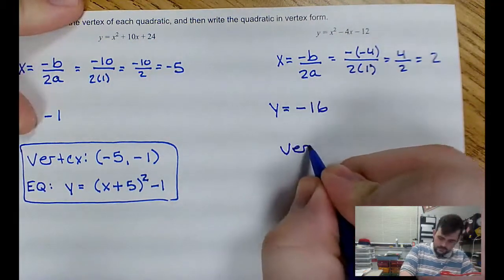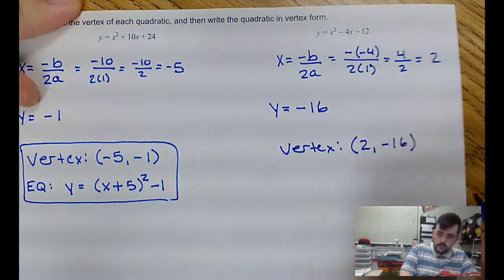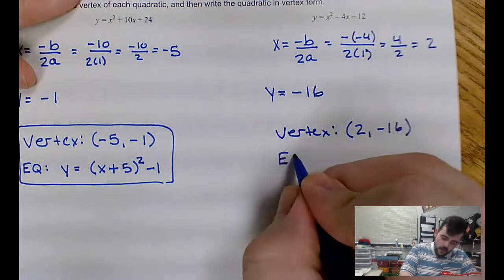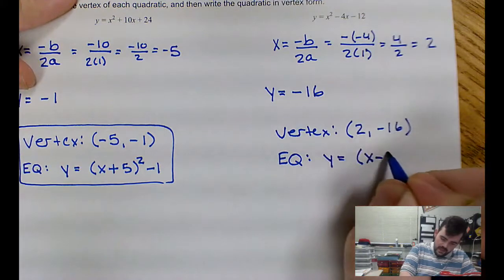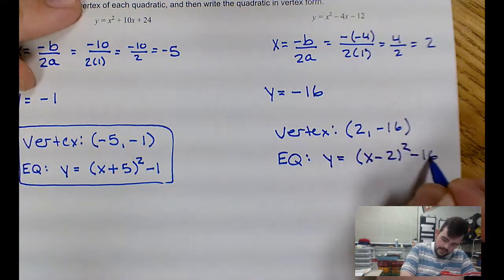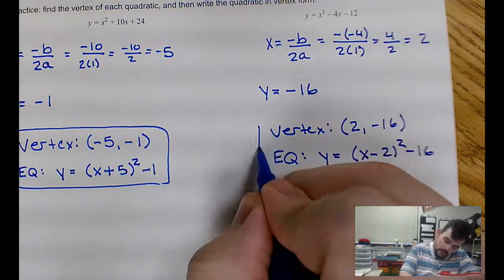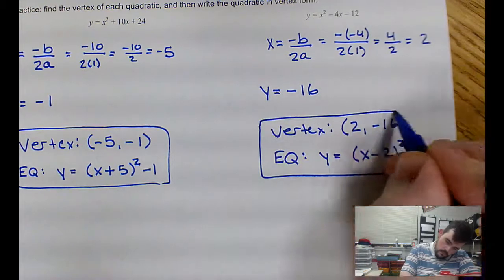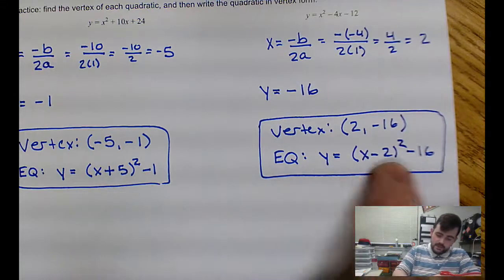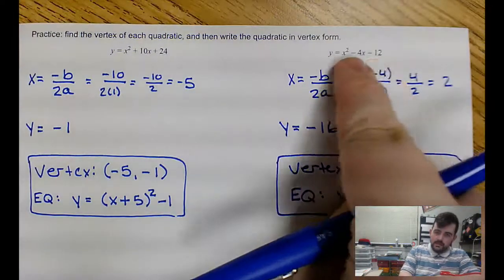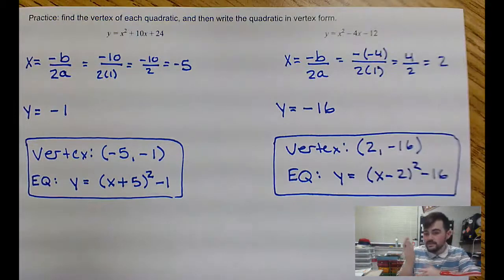So your vertex is the coordinate 2, negative 16. And the vertex form equation is y equals (x minus 2) squared minus 16. Notice again, I switched the sign on the x-coordinate when I put it in parentheses there. Again, you can check your work by typing this equation in and this equation in, and you should see two of the same graph. Really just one graph, because it's going to be right on top of itself.